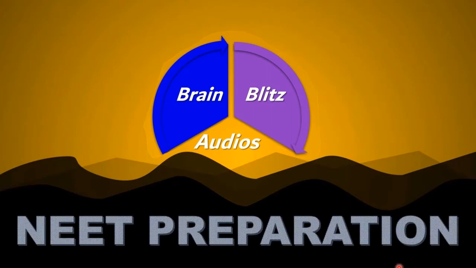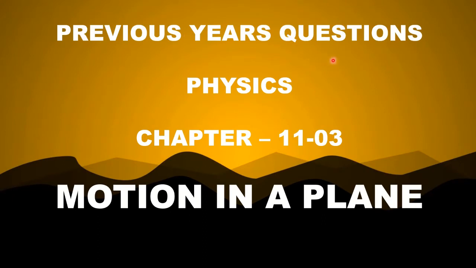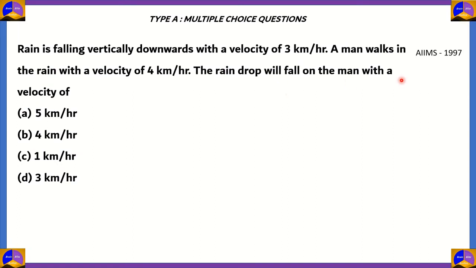Today in this episode of NEET preparation, we'll be looking at previous year questions of physics in medical entrance examinations in India. Today we're looking at the chapter Motion in a Plane. This is the third chapter in the grade 11 syllabus for physics in CBSE. Let's look at our very first question, AIIMS 1997.